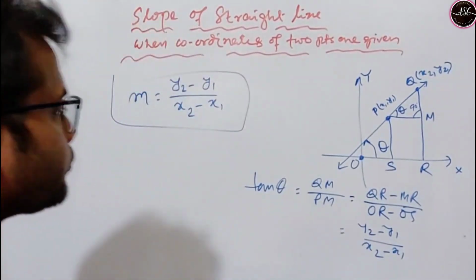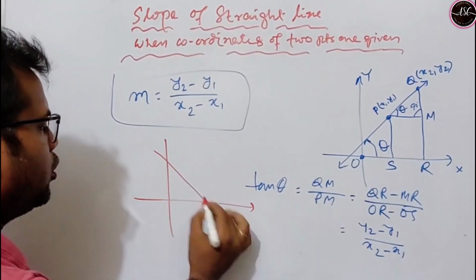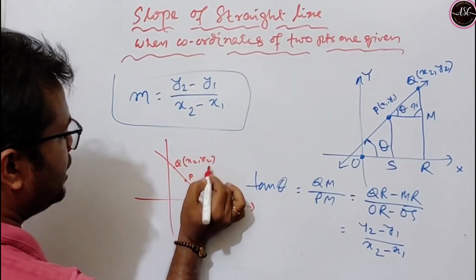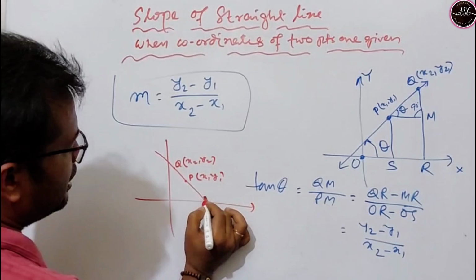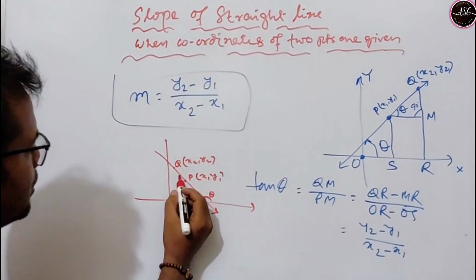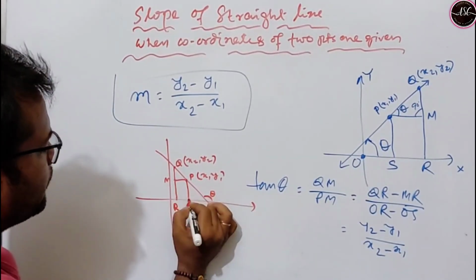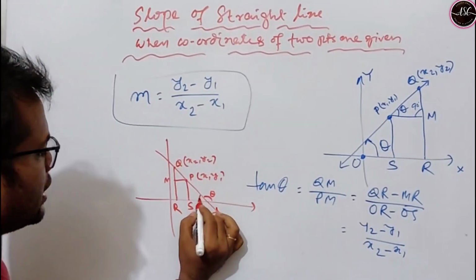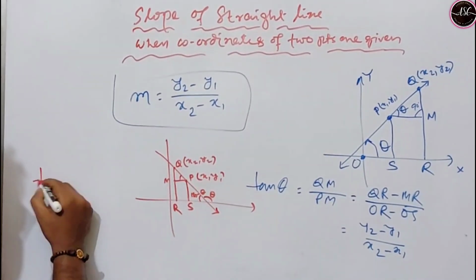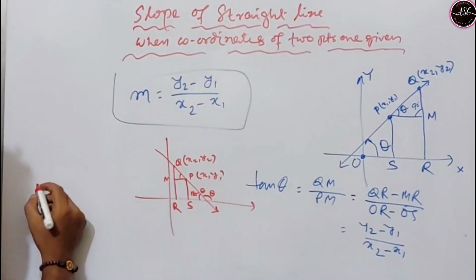Okay, clear? If the line is this type, here P and here Q, and here (x2, y2) and this is (x1, y1), and this angle is theta. So how can we find m? This is so much easy. Just draw a perpendicular QR and here PM and here PS. So this angle is 180 minus theta and this is the same.